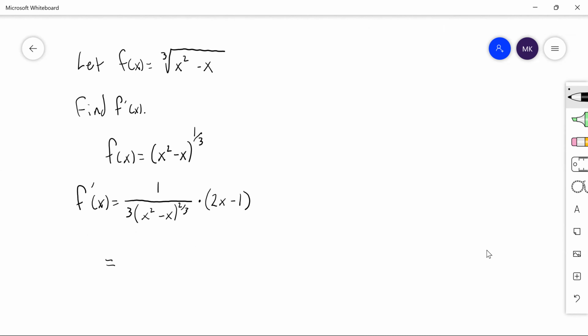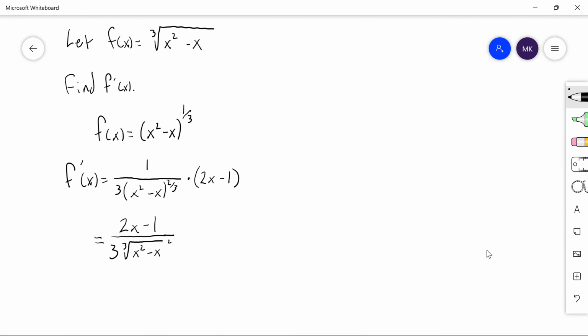I'll bring that 2x minus 1 into the numerator. So we have 2x minus 1 over 3 times the cube root of x squared minus x, all squared.